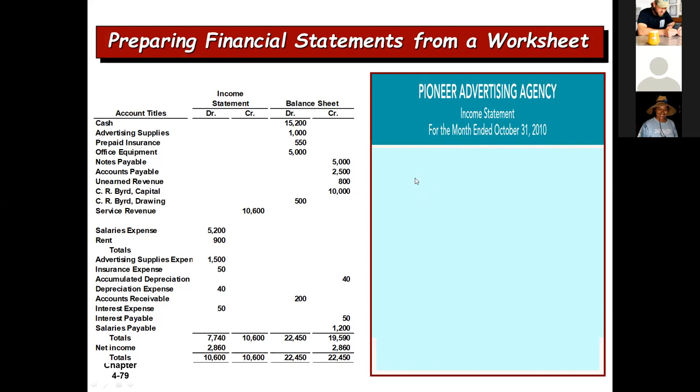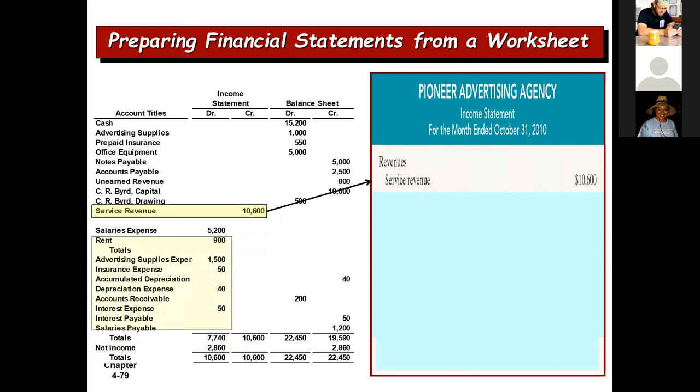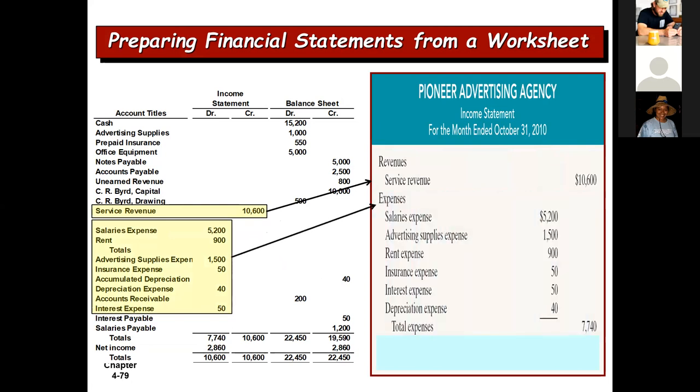So all you're going to do is report revenues. In this case, there was 10,600 in revenues. So we're going to show revenues. In this case, we only have one revenue category. And then you follow that by listing all the expenses. And you have many expenses to get the total expenses at the bottom here. And the difference between revenue and expenses, of course, is your net income or net loss.